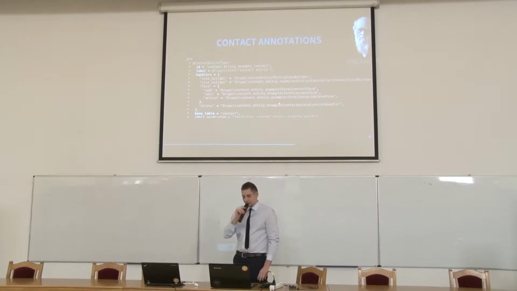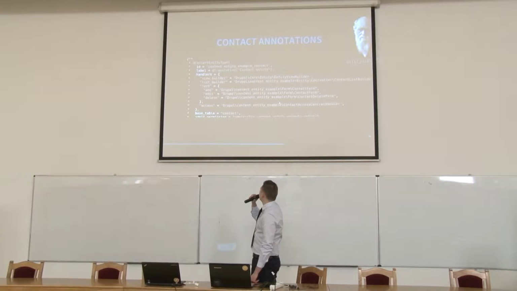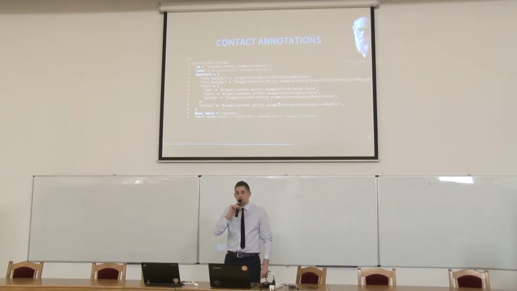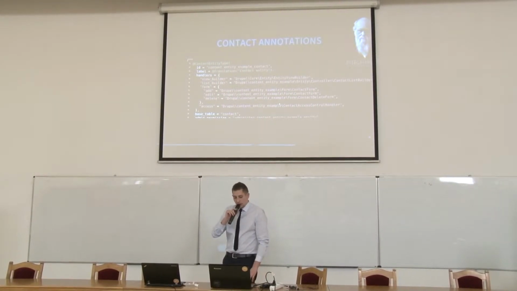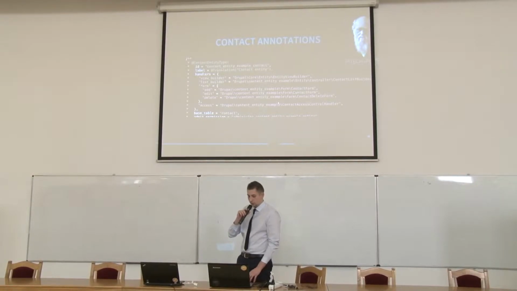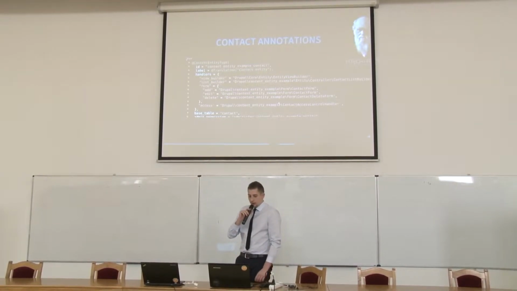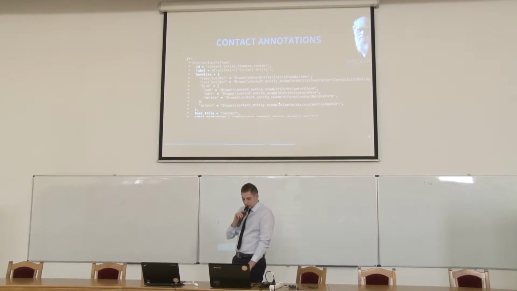So the contact annotations are defined at the beginning of the contact class that defines the entity. We have here the annotation, the content entity type, so we specify which type of entity we want to create. Then we have the ID, the content entity example contact, labels, the handlers.